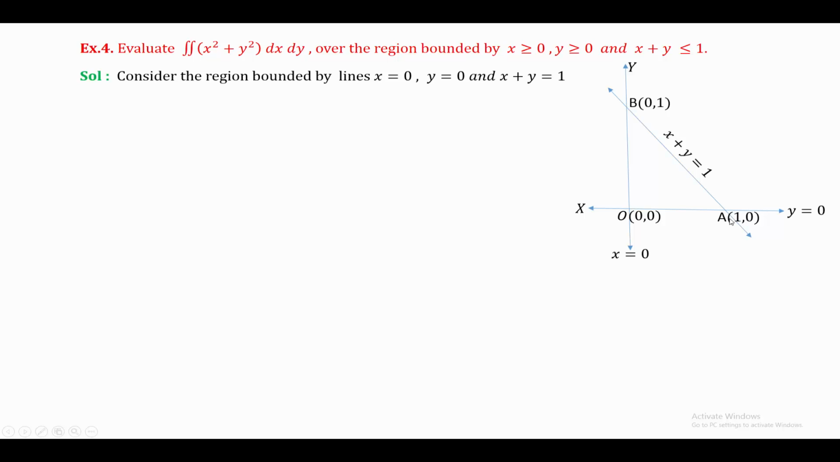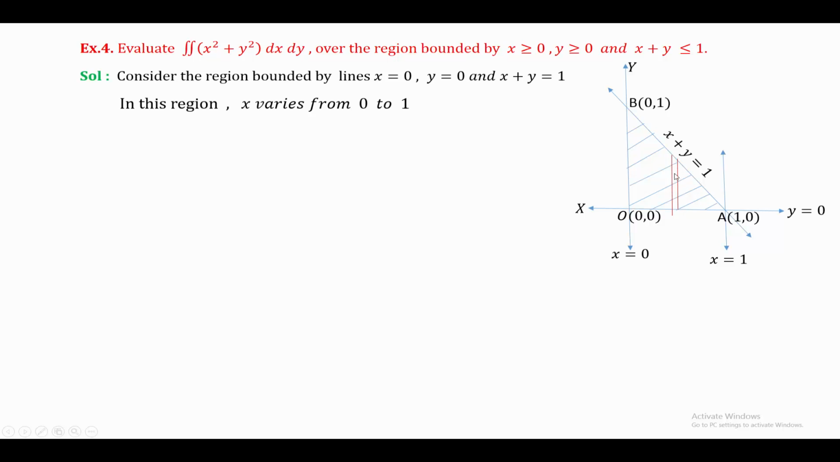This is the line x plus y equal to 1. Now the region bounded by x is 0, this line, y is 0, this line, and x plus y equal to 1. The region in between these three lines is the required region. Now in this region x varies from 0 to this line. The line parallel to the y axis is this line, passing through point A, the point 1 0. So the equation of this line is x equal to 1. Means x varies from 0 to 1.